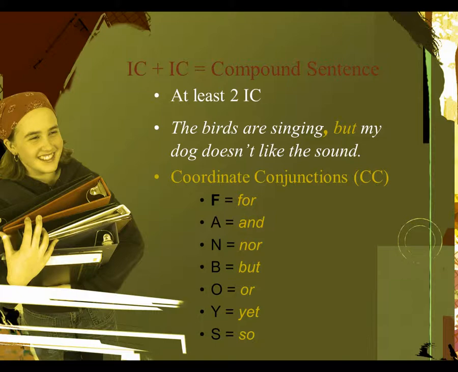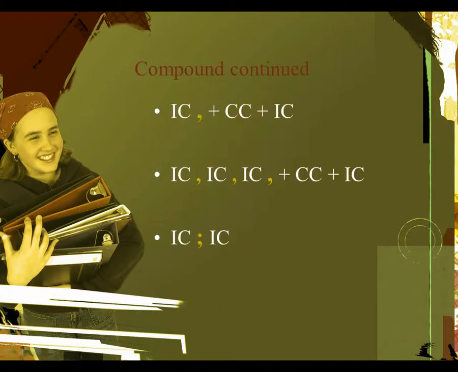So the formula for a compound sentence is IC, then a comma plus a coordinate conjunction plus another IC. Or if you have more than one independent clause, you keep putting a comma between them and use a CC, a coordinate conjunction, before the final independent clause.